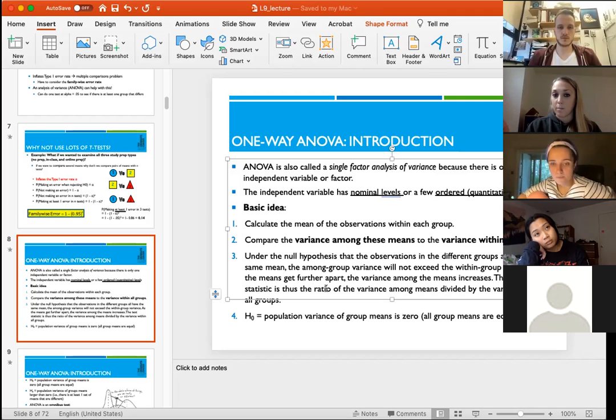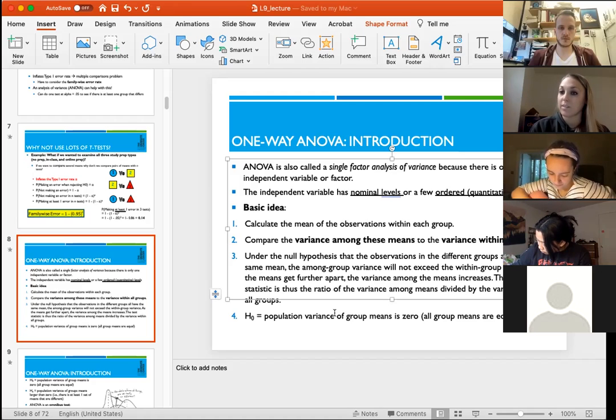So as those get further and further apart, that ratio is going to get larger because it's the variance between those means divided by the variance within, the error variance. So that ratio is going to get larger. So the test statistic is always that ratio. And this test statistic is going to be called an F score instead of a T score. So we've had a Z score before, or a Z observed, we've had a T observed. Now we're going to have an F observed.